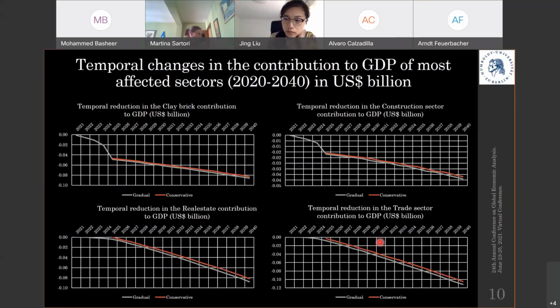Now, if you look at other impacts, here we look at the change in GDP, which is the difference between the two scenarios and the baseline. We can see how the two scenarios are impacted by the shocks we applied. But we can see also that these shocks propagate to other sectors, like the construction sector, where the GDP contribution also declines over the years, and other secondary sectors like real estate, which relies on the construction sector, and the trade sector, which also has some dependence on both the brick production sector and the construction sector.